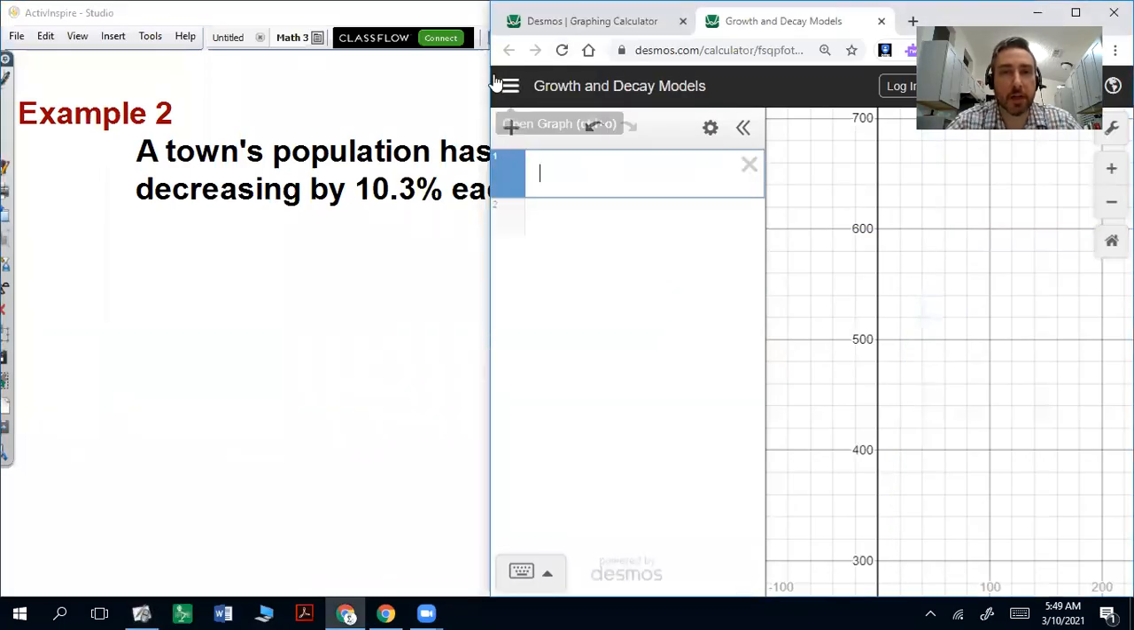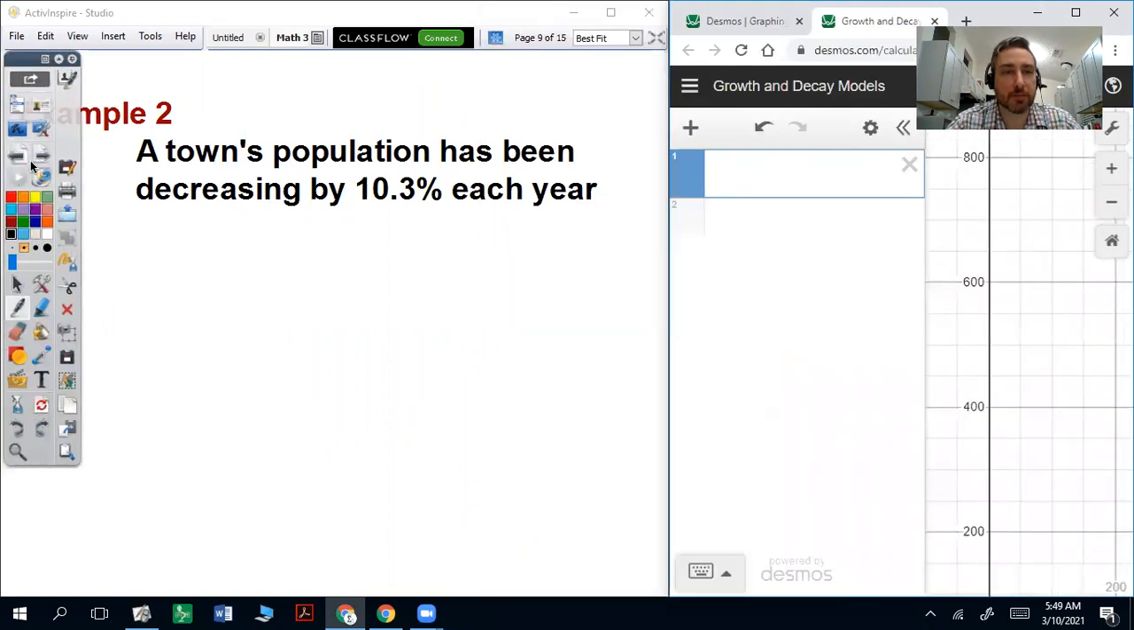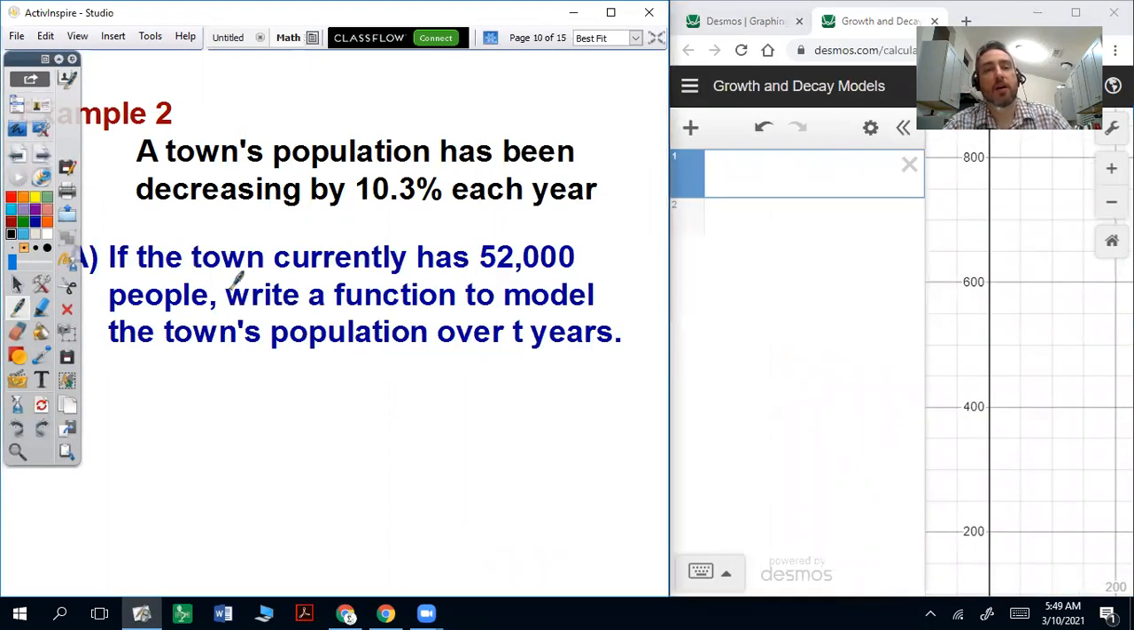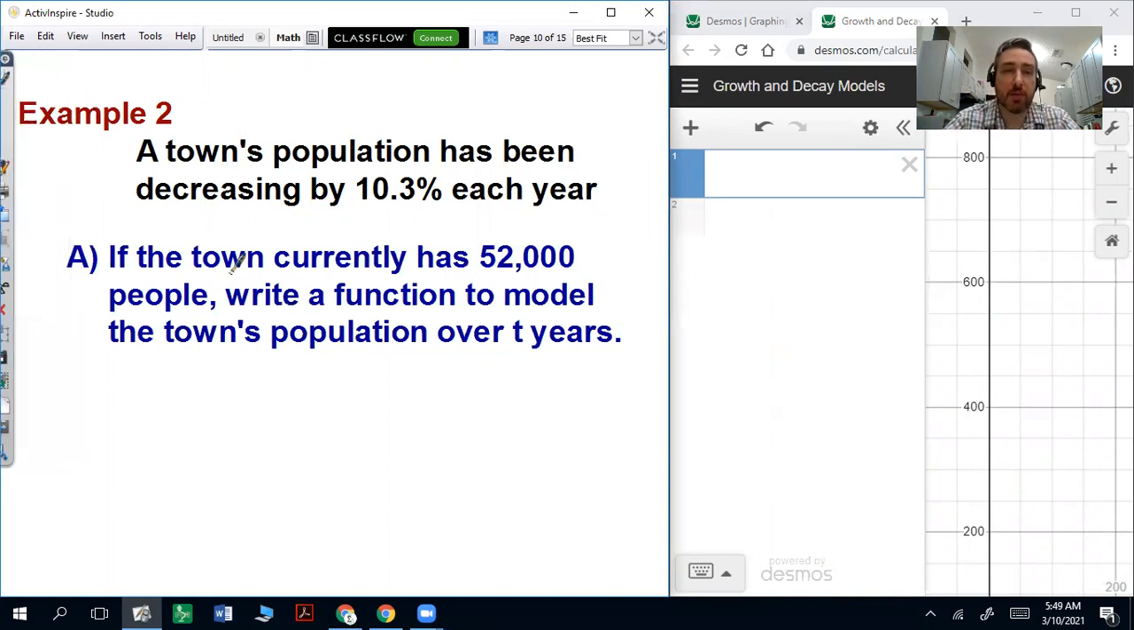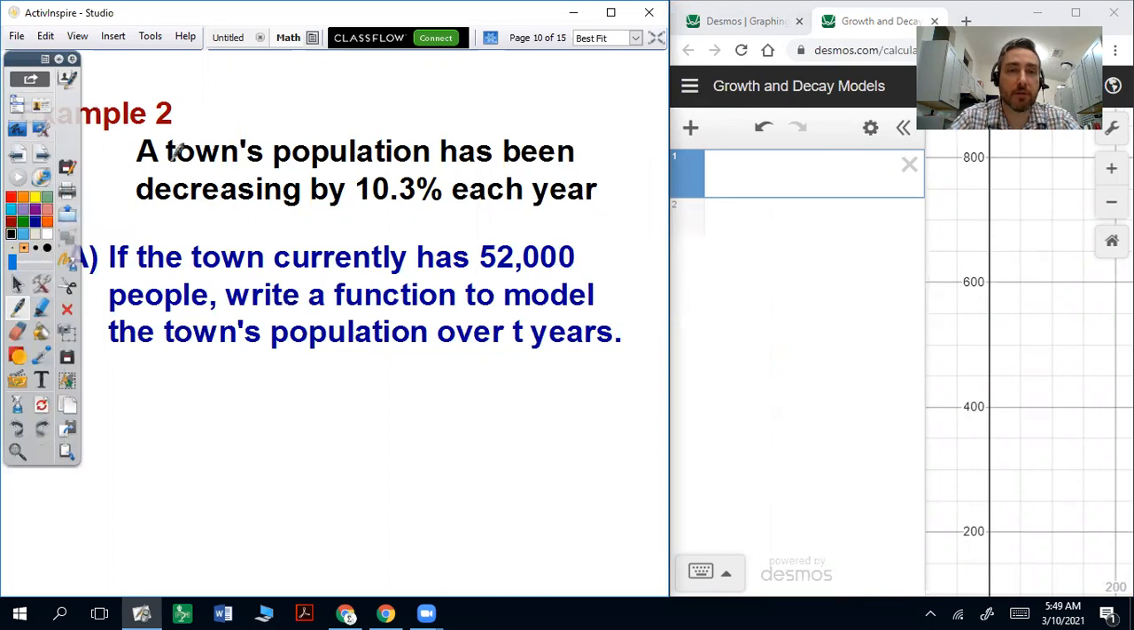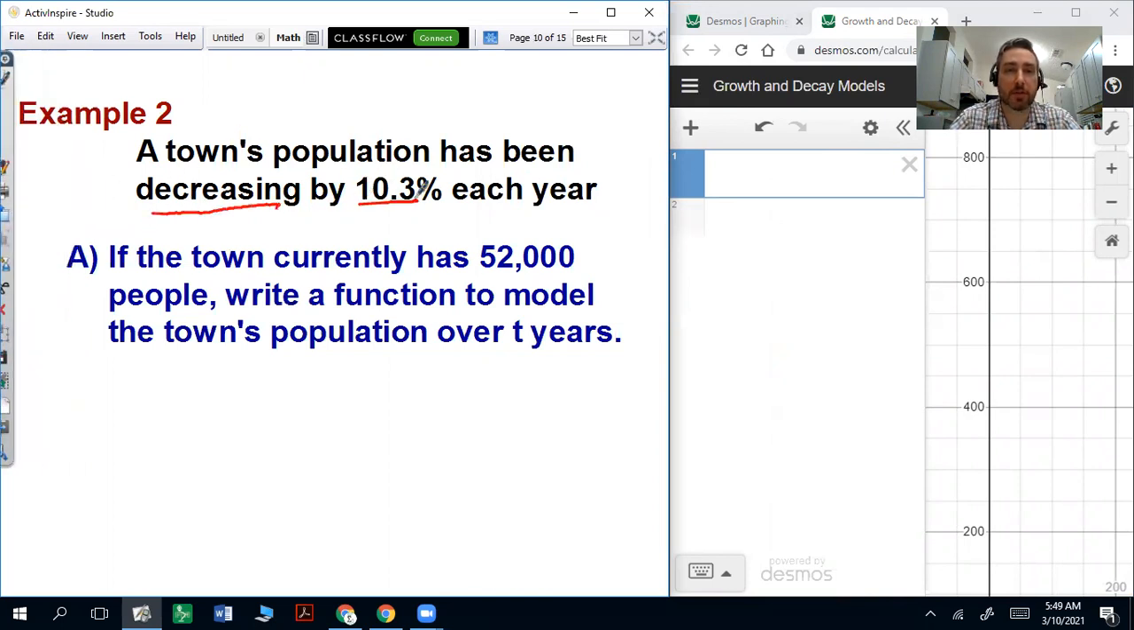Now let's do an exponential decay problem. This is going to be very similar to the last one. A town currently has 52,000 people. We want to write a function to model the town's population if that town is decreasing by 10.3% each year.